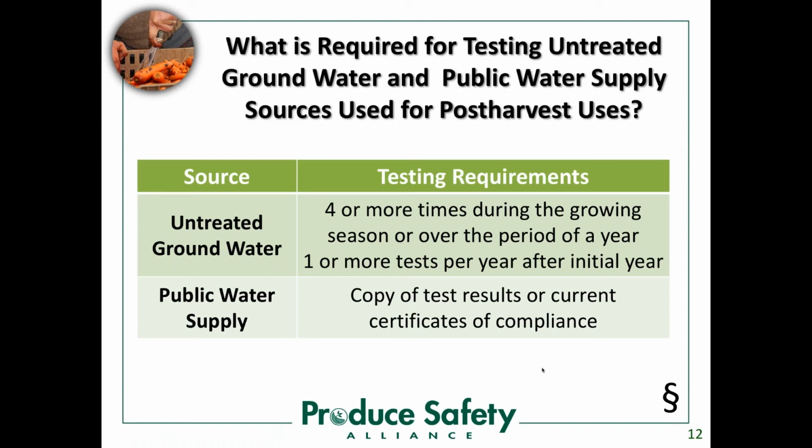So what do you have to do if you've got untreated groundwater? It's the same testing requirement as we saw last time, 4 or more times during the growing season over a period of a year. Public water supply, copy of test results or current certificates of compliance are required. But I mentioned if it was me and I was producing and packaging produce, I would want to periodically use one of these Colilert tests just to make sure that there wasn't a problem after it left the municipal water supply or the rural water supply.